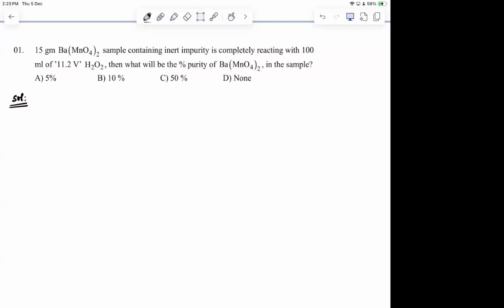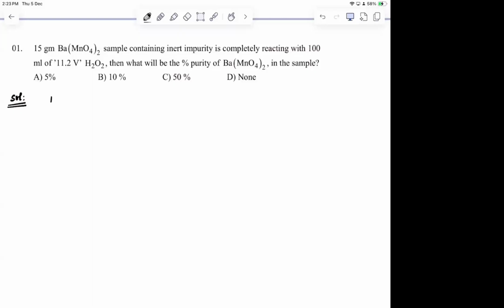Okay. This is a nice mix of mole concept and redox. Check. So here, first we figure out what is the normality of H2O2. That would be equal to 11.2 divided by 5.6. If you recall the formula, molarity is equal to volume strength by 11.2, and normality is equal to volume strength by 5.6. So that is the same formula I have applied here. So that makes this normality as 2 normal.